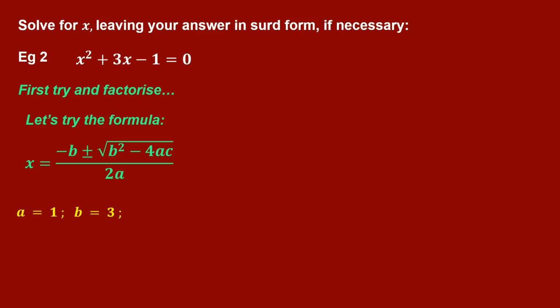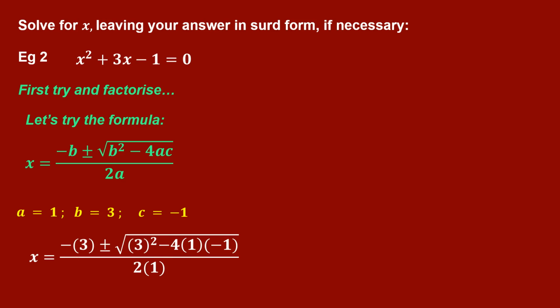In my example, the value in front of x squared is 1, the value in front of x is 3, and the constant is minus 1. You can just substitute them into the formula, and you can use your calculator straight away as long as you show us that you have substituted into the quadratic formula.